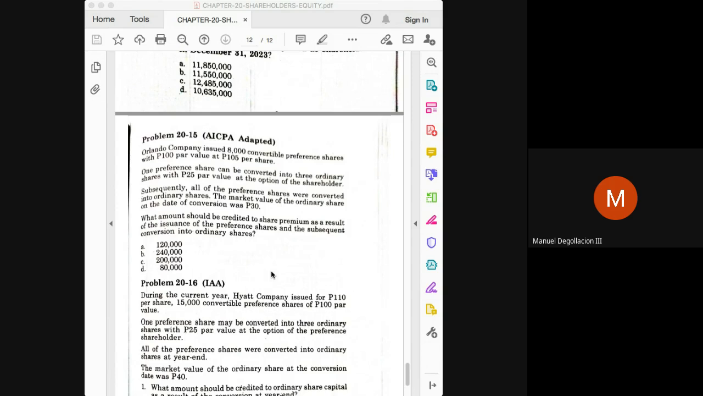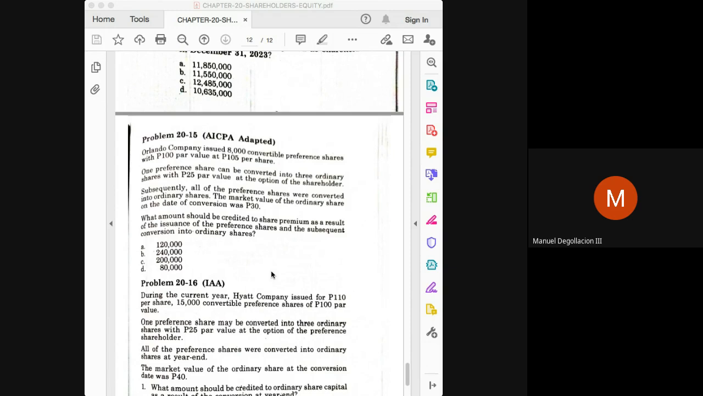That's 8,000 times 105. So the total value of the preference shares is 840,000. 800,000 goes to the share capital account. 40,000 goes to your share premium.